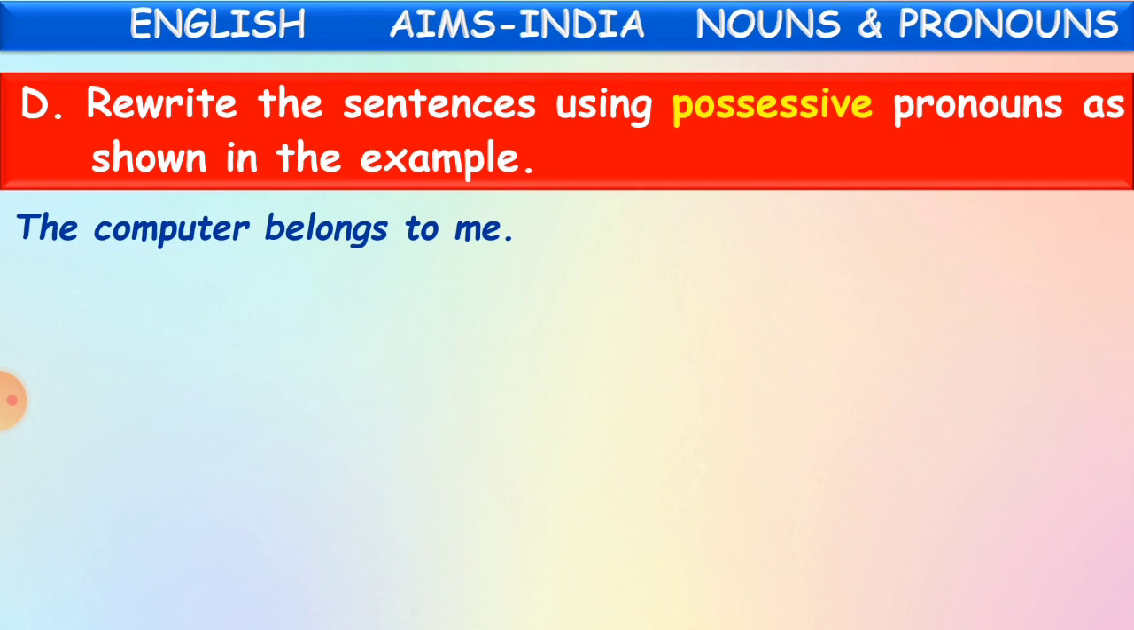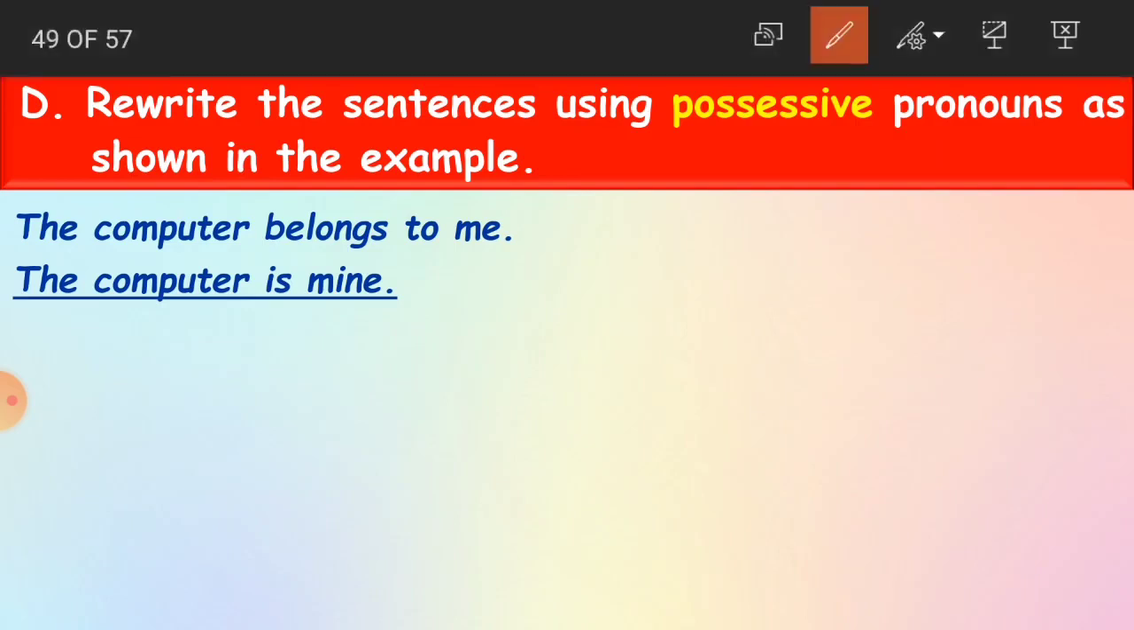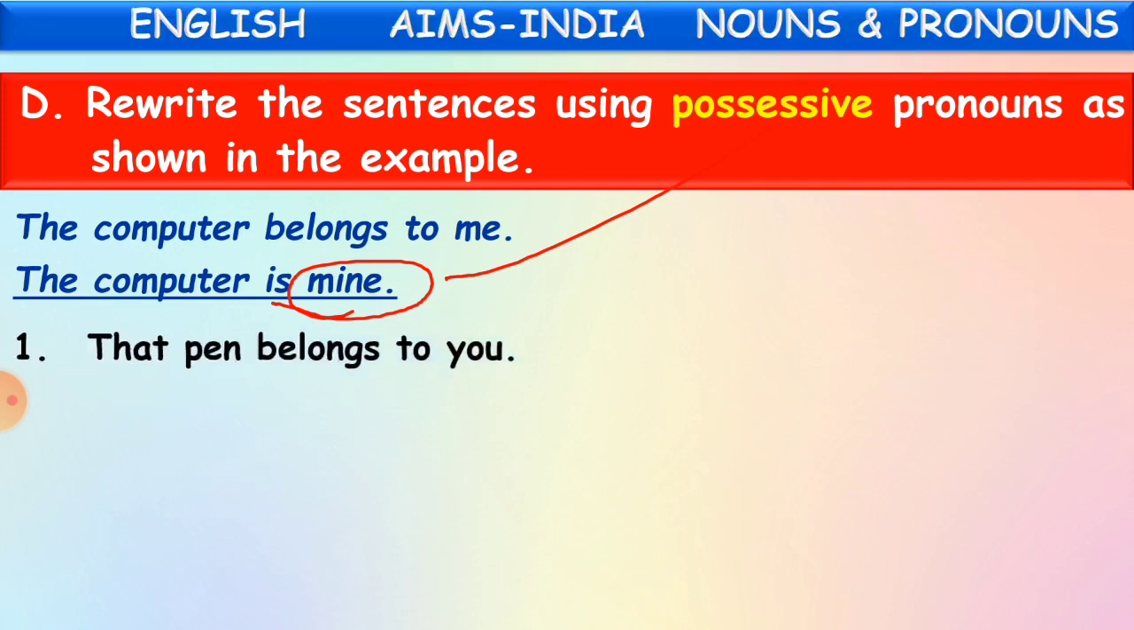See here, one more exercise we are having. Rewrite the sentences using possessive pronouns as shown in the example. So we have to rewrite it using possessive pronouns. For example, the computer belongs to me, and it is written as the computer is mine. Mine is the possessive pronoun here. So like this you have to change the remaining sentences also.